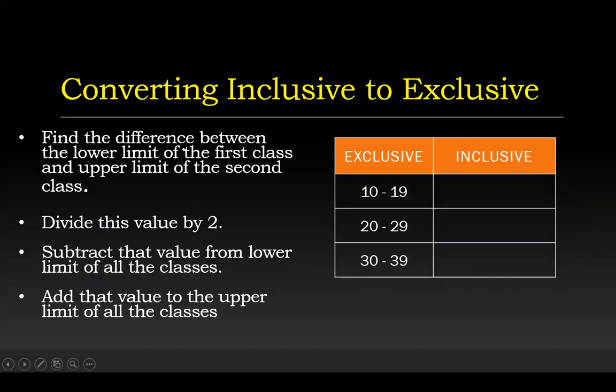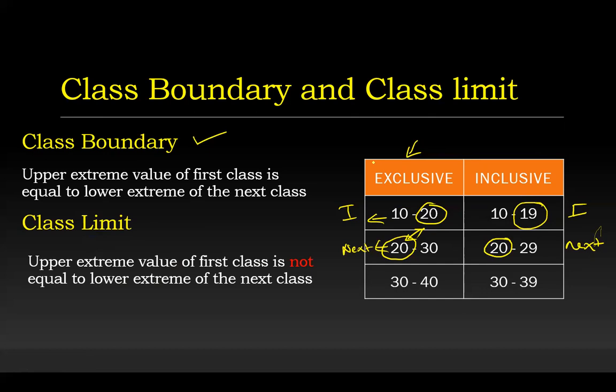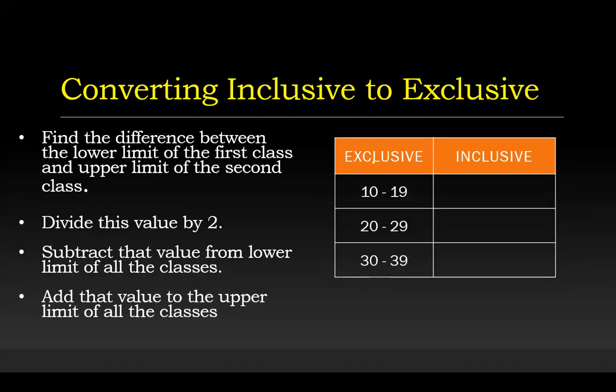Now what we are going to do is convert inclusive to exclusive. Suppose I'm having an exclusive value. This should be the other way. Now this should be inclusive. Okay, this is called inclusive, and I am going to convert it into the exclusive format. How to do that?